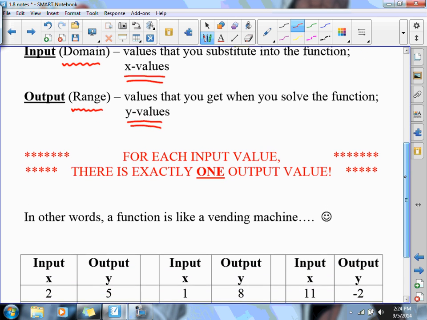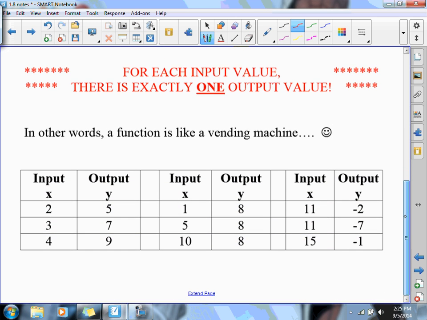There's a very strong relationship between the input and the output values of a function. This note must be really important because it's written in red, it's all capitalized, it's got stars by it. It says for each input value, there is exactly one output value. The way I explain this is kind of like a vending machine. A function is like a vending machine. You take your money, you put it in the machine, and you push the buttons, and the machine goes clunk, clunk, clunk, clunk, and then out comes whatever you were buying.